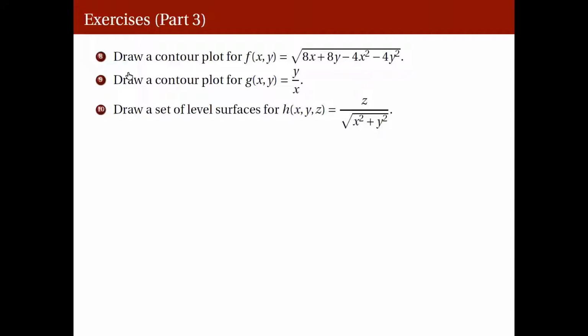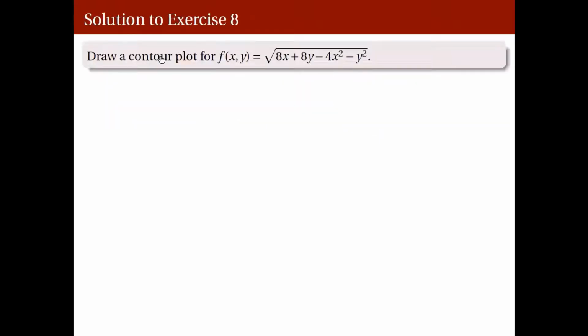First, we do item 8. This function here was actually the one featured in part 2. Let's draw a contour plot, or a collection of level curves, for f equal to the square root of the quantity 8x plus 8y minus 4x squared minus y squared.